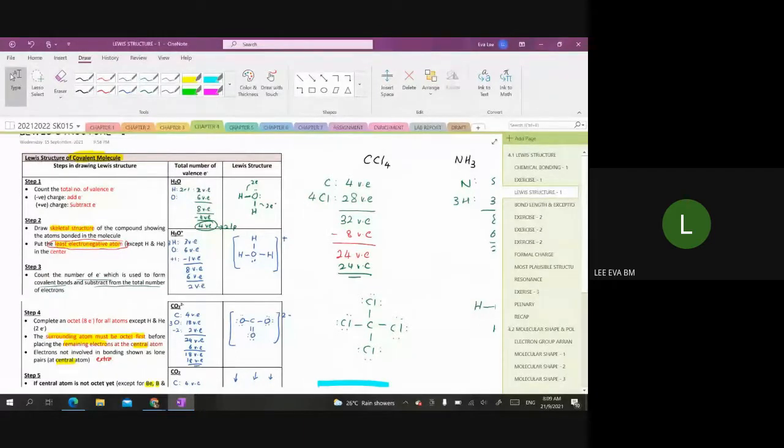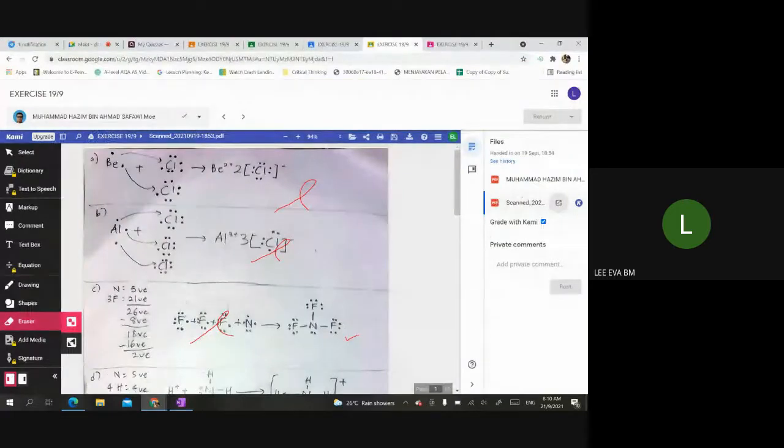In your work, sometimes some of you did not show the calculation. Madam wants everyone, for Lewis structure questions, to please show your calculation. Not the bare minimum; Madam wants to see the total number of valence electrons. So here, Hazim, make sure you remember, and also Rauda Husna.